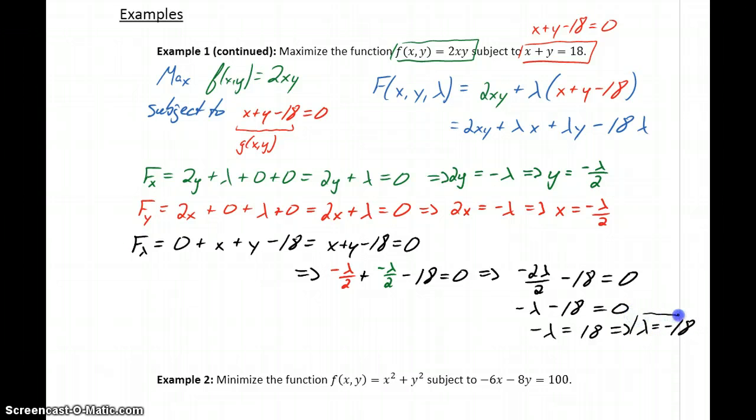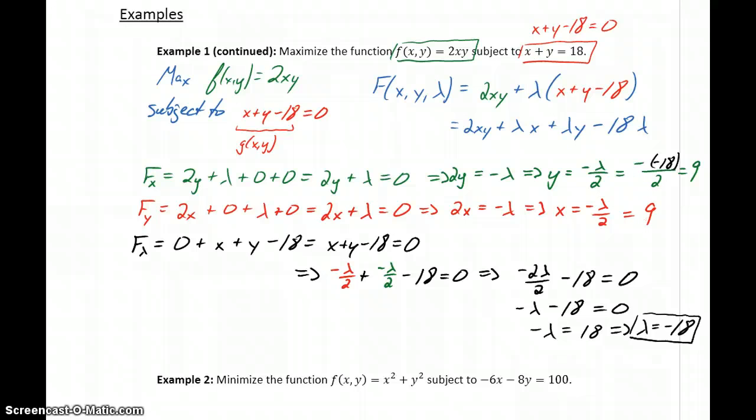So what we've done so far is solved for this value lambda, which now we can substitute back into our expressions for y and x. So y is going to equal negative 18 over 2, or a positive 9. And similarly, x is going to be negative 18 over 2, or a positive 9.